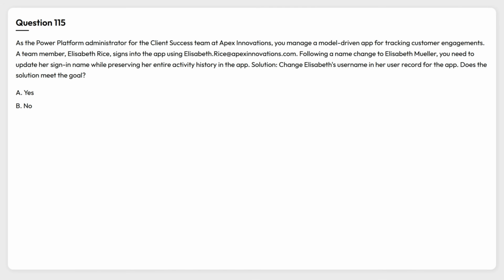Question number 115. As the Power Platform Administrator for the Client Success Team at Apex Innovations, you manage a model-driven app for tracking customer engagements. A team member, Elizabeth Rice, signs into the app using elizabeth.rice@apexinnovations.com. Following a name change to Elizabeth Mueller, you need to update her sign-in name while preserving her entire activity history in the app.